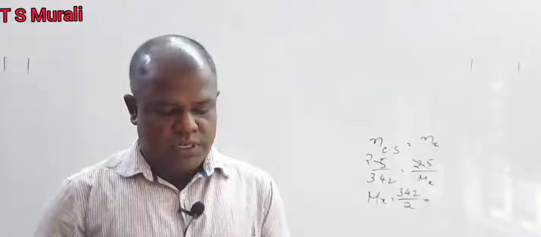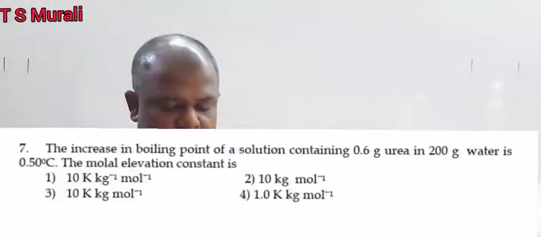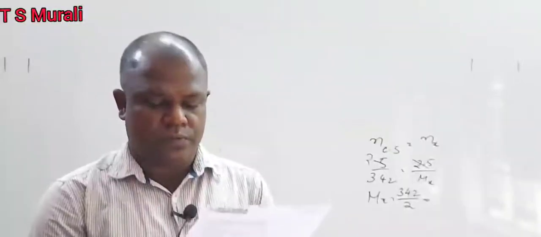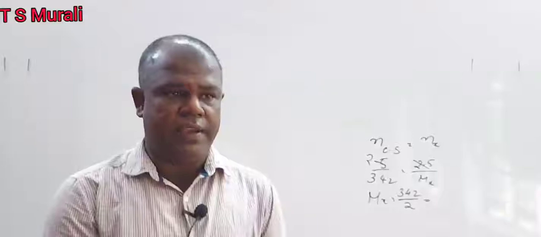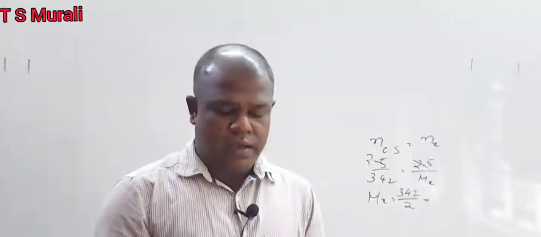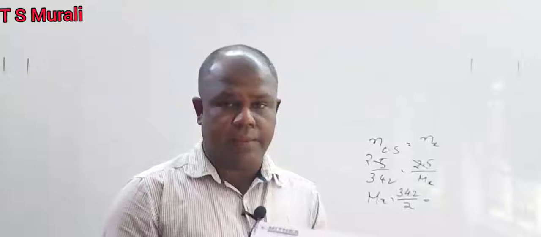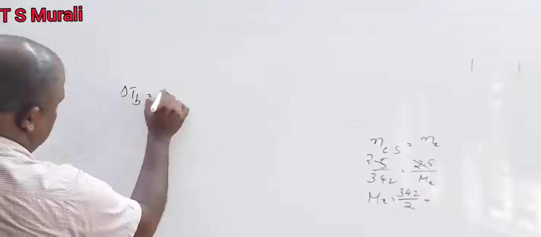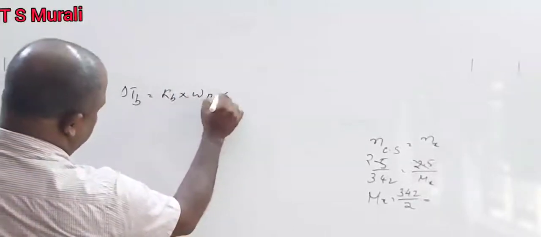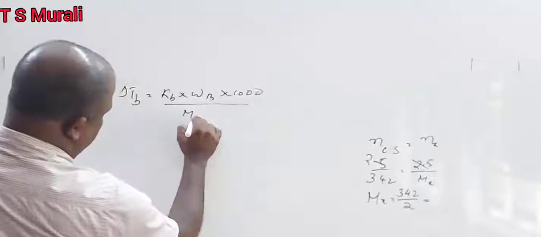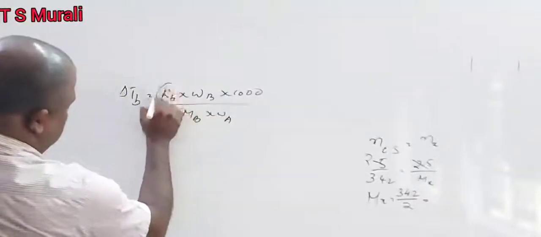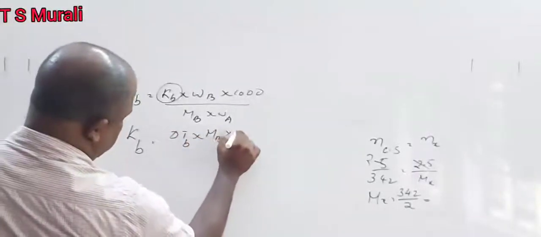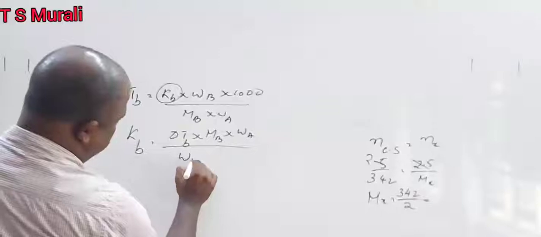Next one, 7th question. Increase in the boiling point of a solution containing 0.6 grams of urea in 200 grams of water is 0.5. What is the molal elevation constant? Compound is urea, so there is no need of i. And it is directly asked molal elevation constant Kb. What is the formula for finding delta Tb? You know, delta Tb is equal to Kb into WB into 1000 divided by MB into WA. I am rewriting Kb is equal to delta Tb into MB into WA divided by WB into 1000.